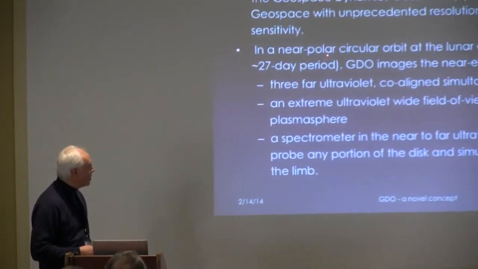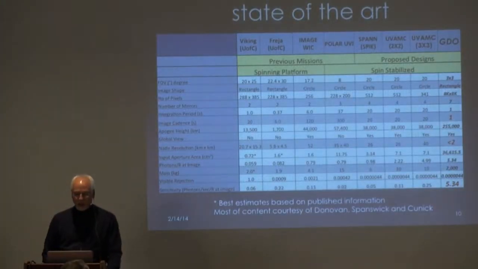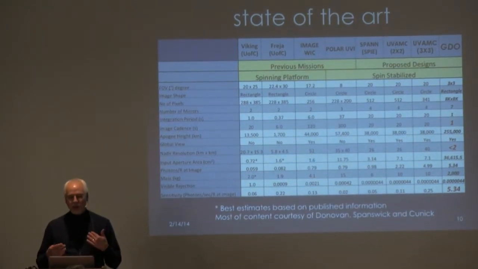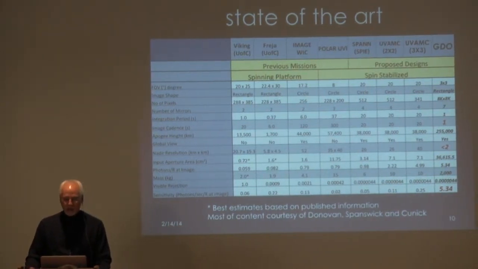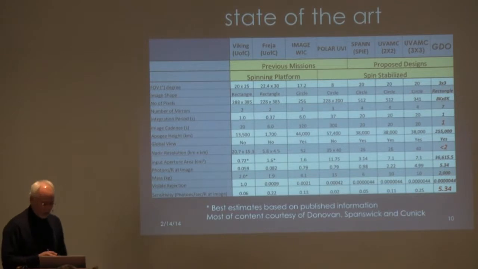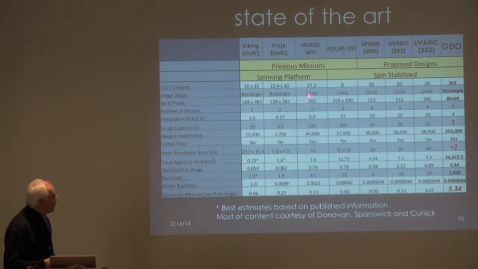So the concept, again, just remind us, is that it would be a near solar or circular orbit with a set of instruments. This plot, or this table right here, just gives a little bit of sense of comparing the capability of an asset like this relative to other spacecraft and missions that have been flown.